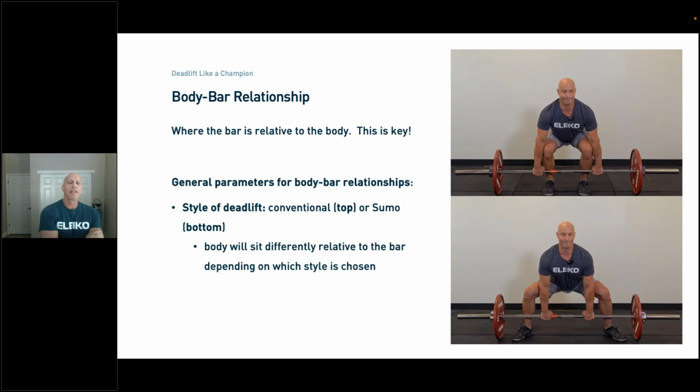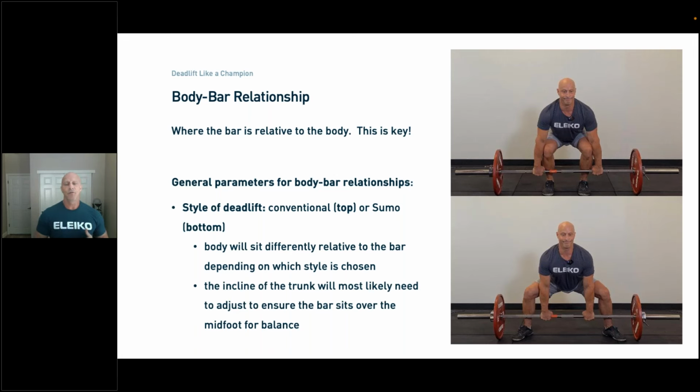So when we're talking about body bar relationship, depending on which style you are going to use, the body's going to sit a little differently relative to the bar, depending on, like I said, which lift you're going to use. And typically in the sumo, there's a little bit more of a raised trunk relative to the conventional. So the trunks may be different. Now, this will be dependent upon the person's body type. Because of the way my body is situated, you'll see in some of the videos that there's not a whole lot of difference between my positioning whether I'm sumo or conventional. So some people may have to adjust the bar. That's going to go down into your mobility as well as your limb lengths. So those things all come into factor. We're going to talk a little bit about that.